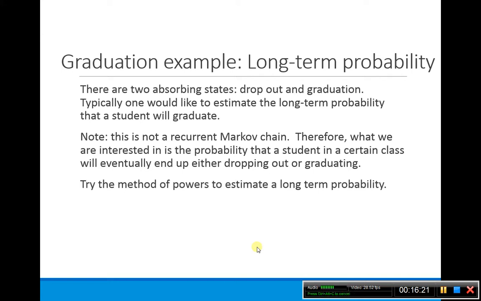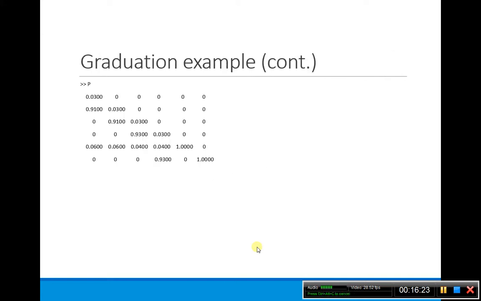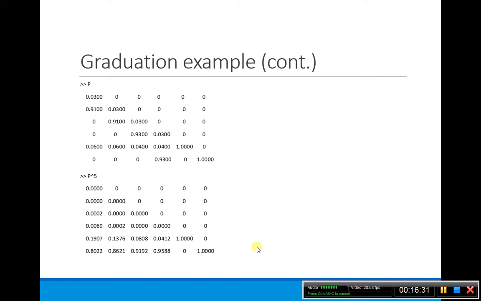Okay, so let's look at the method of powers. Let's see how that works for us. So here's our P. This is the exact same thing we had before. We put it in MATLAB. We do P to the 5th, so this is giving us the probability of what happens in 5 years. So in 5 years, if you started out as a freshman, then you have about 19% chance of having dropped out and 80% chance of graduating in 5 years.